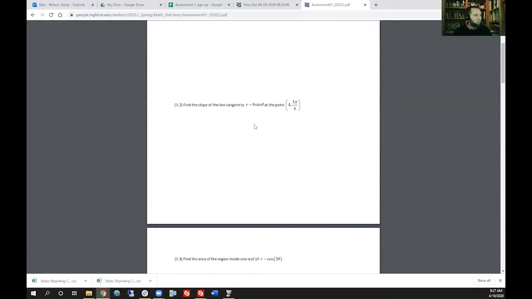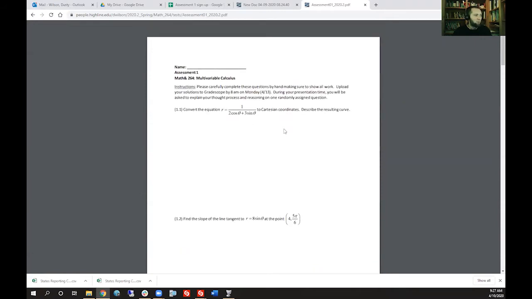Ideally, you would print out this worksheet, work the questions by hand, and then Monday morning by 8 a.m. upload to Gradescope. You could also work these on a tablet if you have that and upload to Gradescope again on Monday. If you don't have a printer and you don't have a tablet, then feel free to copy the questions by hand. If you do so, please make sure that you clearly mark which question you're working on so that it'll be easy for me to understand what you're doing.